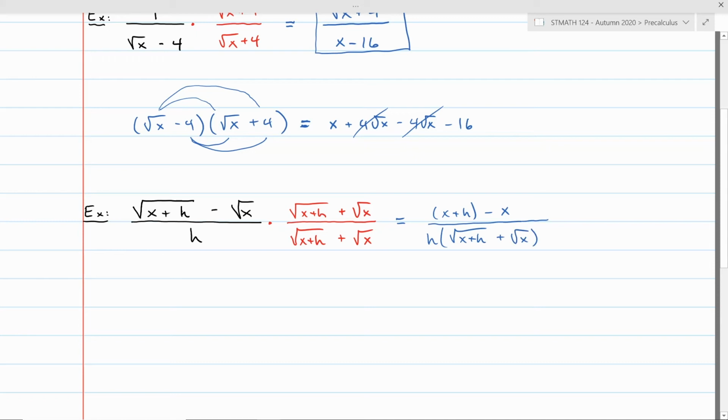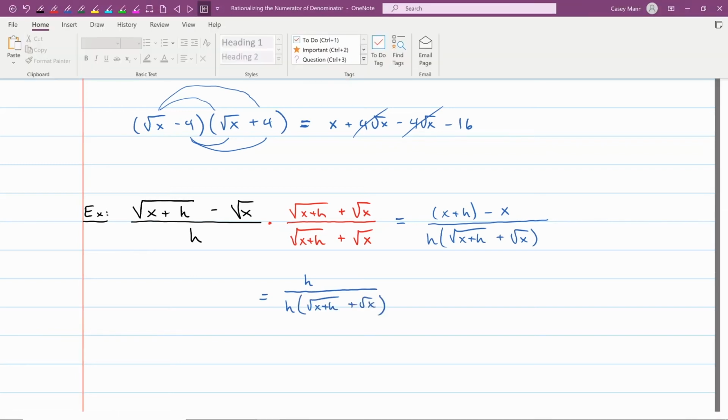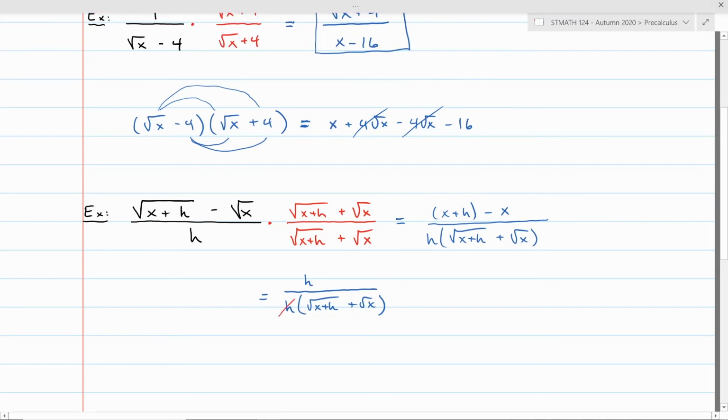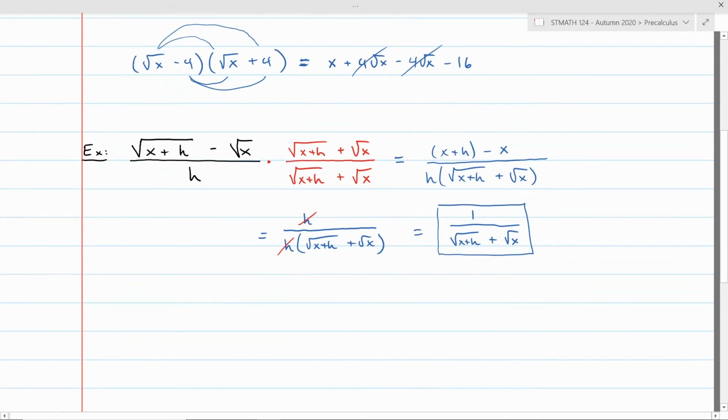And then I can simplify this a little bit further, because in the numerator you see that there's an x and a negative x that cancel, and so you just have h in the numerator, and then in the denominator you have h times the square root of x plus h plus the square root of x. And now I see that I can actually cancel those h's off too, there and there. So this ended up reducing down to 1 over the square root of x plus h plus the square root of x. So there we go.